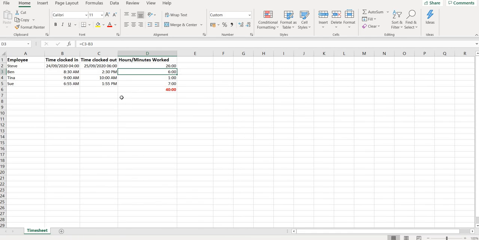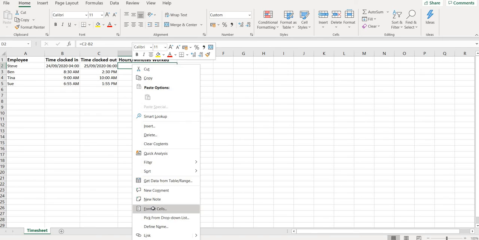Now the point I'm making is on row 2 for Steve. Don't be too worried about Steve working such a long time. It's an example. So here we have in B2, Steve started work at 4 o'clock in the morning on the 24th of September and he clocked out a long time later. In fact, a day later, 26 hours later, at 6 o'clock in the morning on the 25th. So clearly, as you'd expect, he worked a full day plus 2 hours, equating to 26 hours.